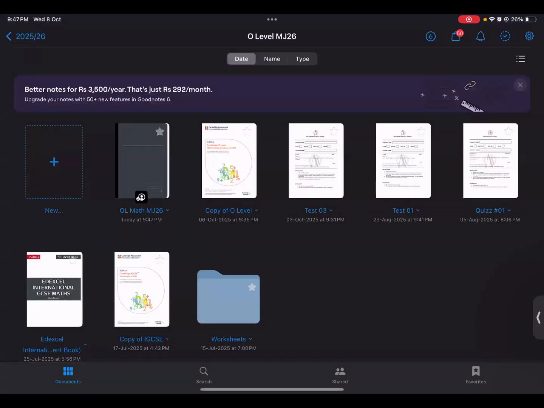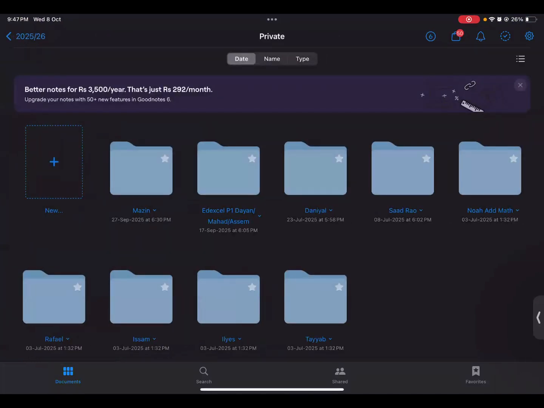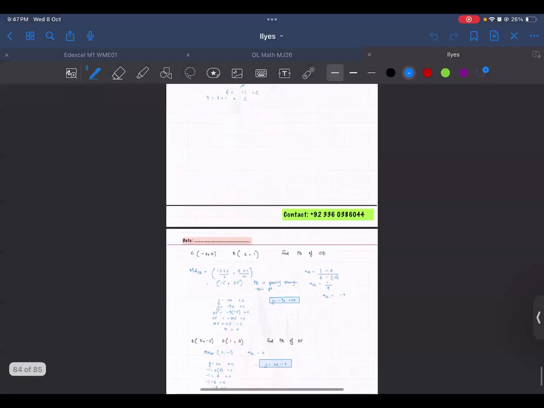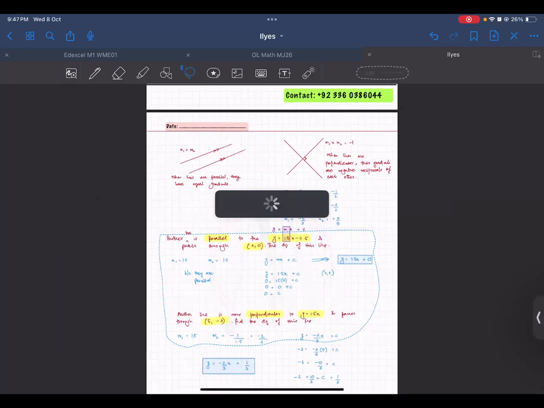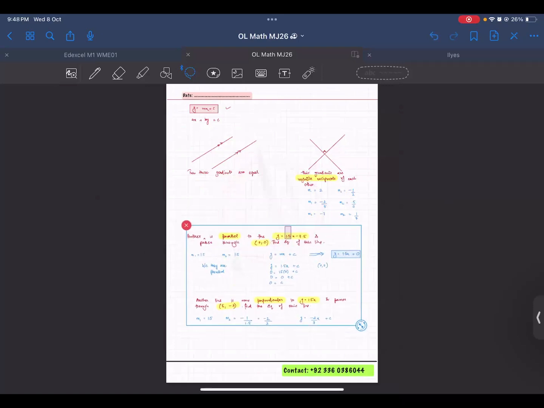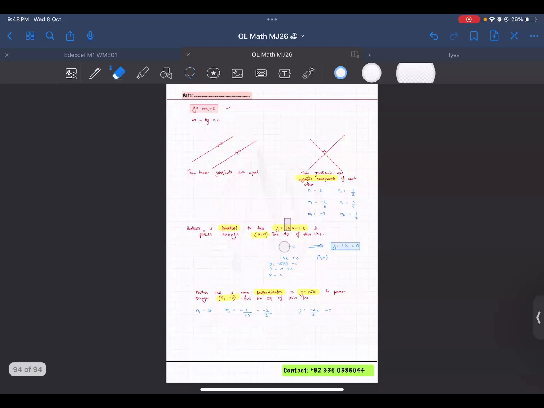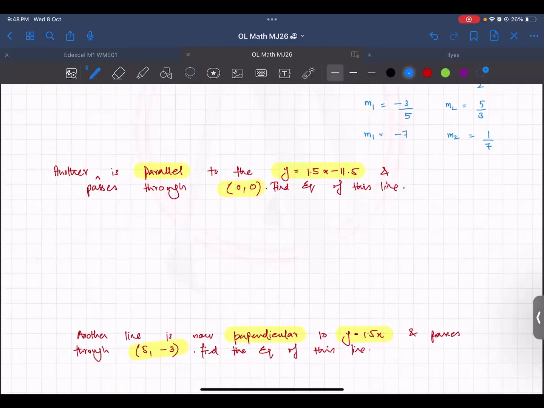Okay, now I was just doing the same topic in another class as well. Here it is. We can take these two examples. So if you look at these two examples, they have given you that another line is parallel to the line which is given to you: y = 1.5x - 11.5. And the other line passes through (0, 0). They're asking you to find the equation of this new line.